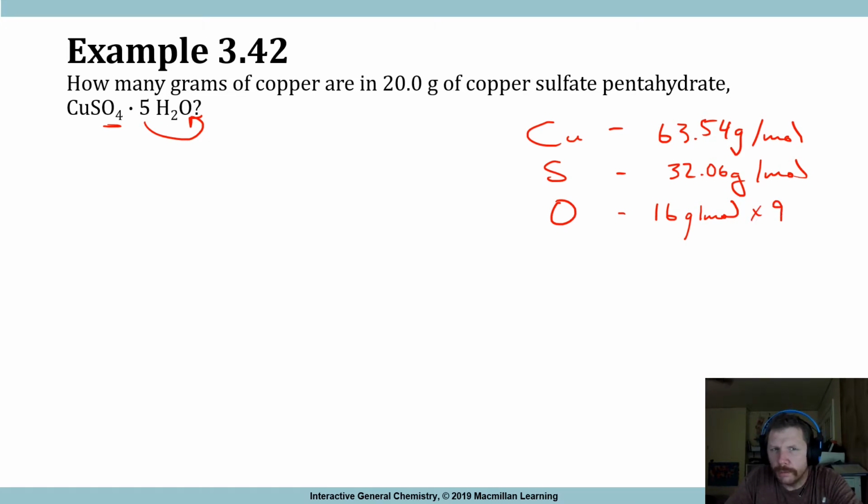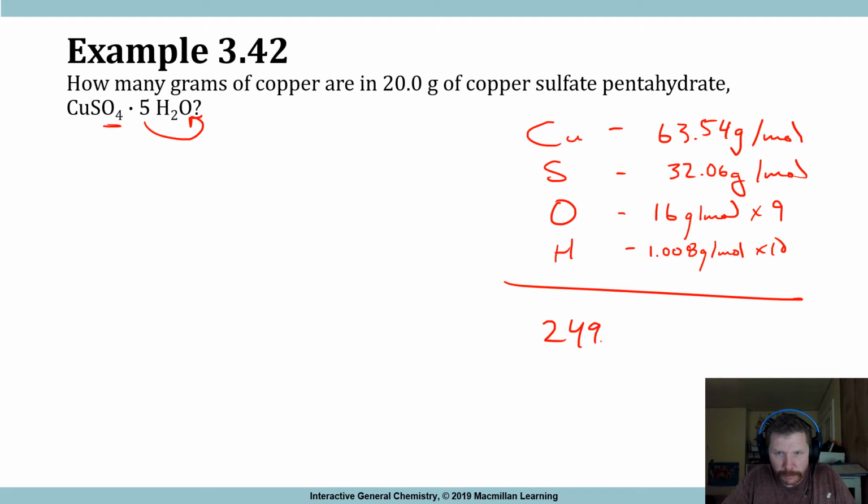Hydrogen, we've got 2, but then we've actually got 5 water molecules. So I'm going to say we've got 10 hydrogens, and each hydrogen is 1.008 grams per mole. Multiply by 10. So I'm looking at my total mass of this copper sulfate pentahydrate: 63.54 plus 32.06 plus (9 times 16) plus (10 times 1.008) equals a total mass of 249.68 grams. So that's the total mass of my compound.